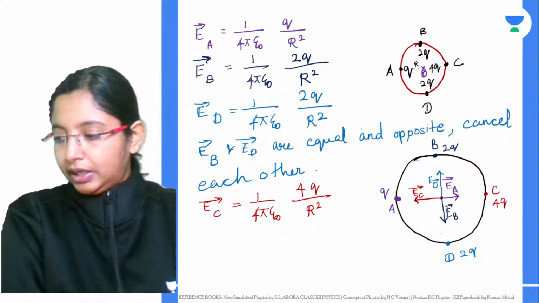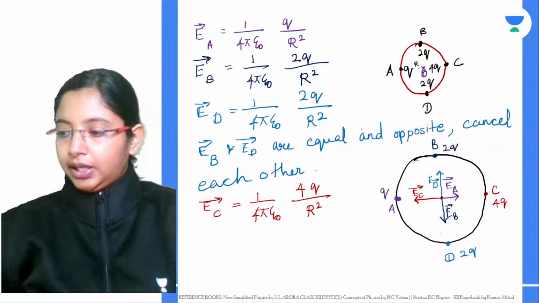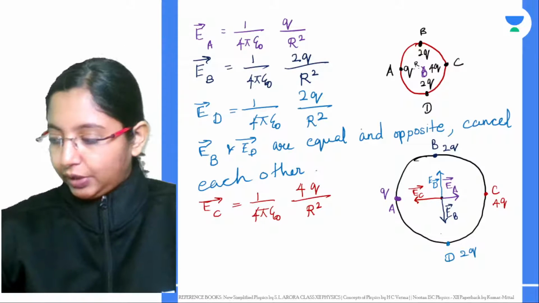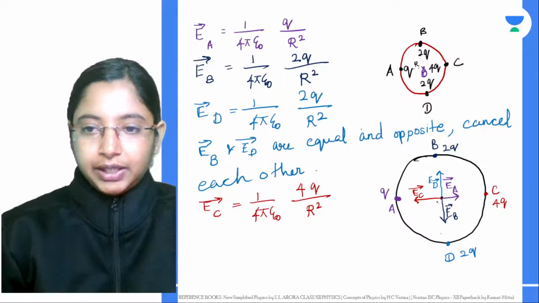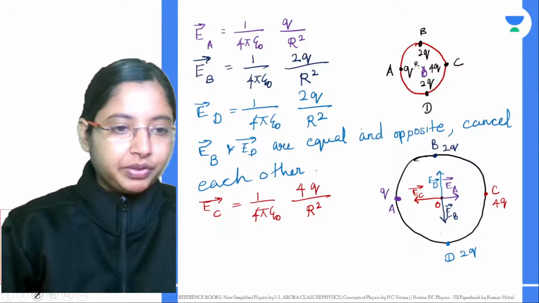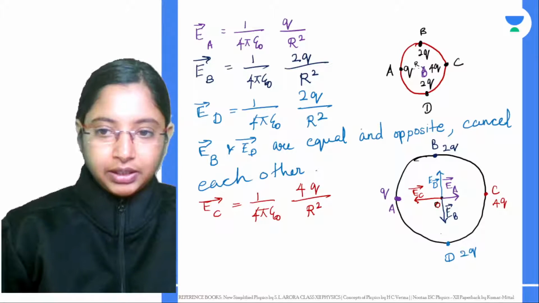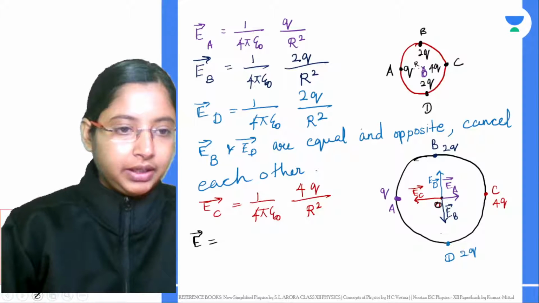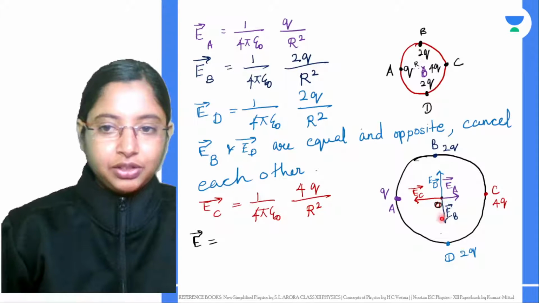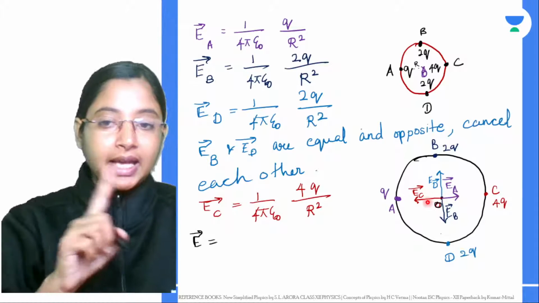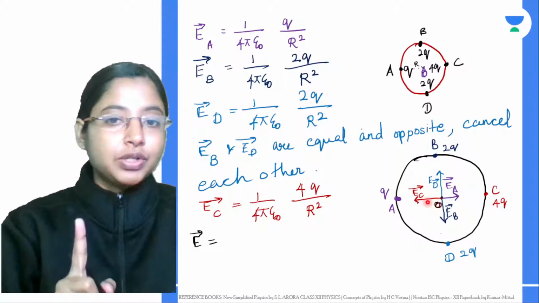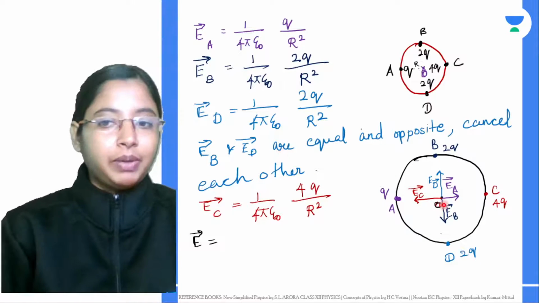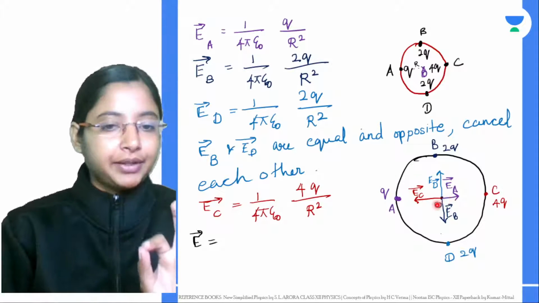Okay. Now, in all of these places, if I have to write an equation for the resultant field at O, what will be the field? The resultant field E at this point O. We know B and D are acting in opposite directions, so they cancel out each other. But A and E, though they act in opposite directions, their magnitudes are not the same. In this case they are equal and opposite, so they cancel out, but their magnitude is the same.